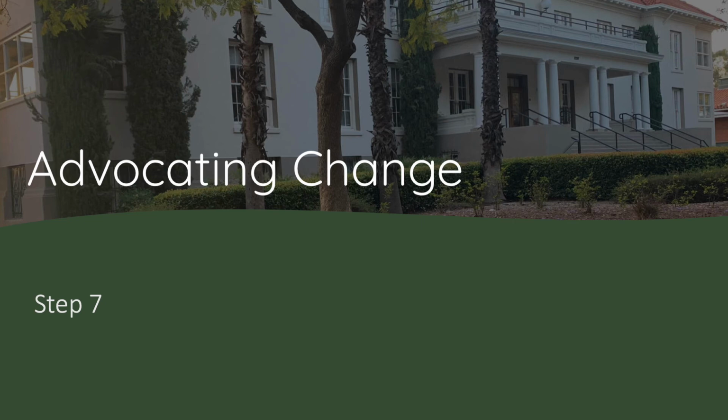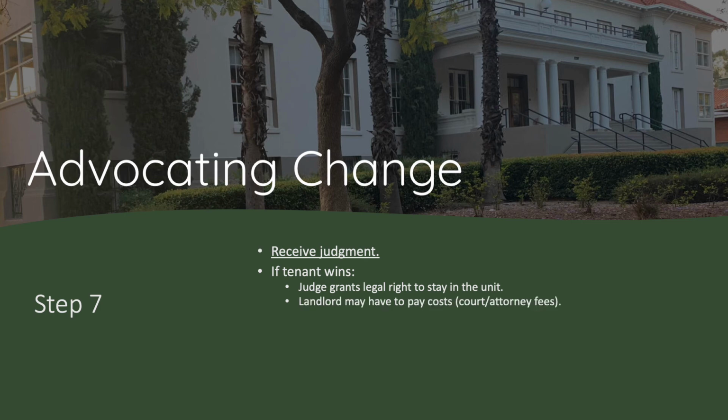The final step is receiving judgment. If the tenant wins, the judge or jury may decide they have the legal right to stay in the unit. If so, the judge or jury may order the landlord to pay the costs, like filing fees and attorney fees and court fees. The judge may also decide how much rent the tenant will have to pay.